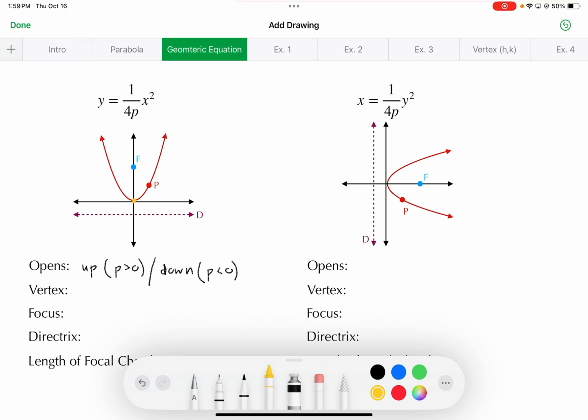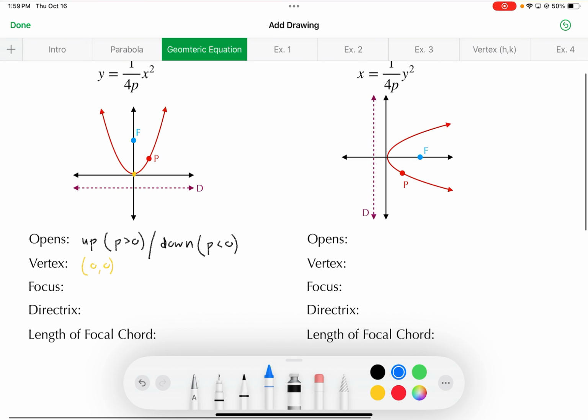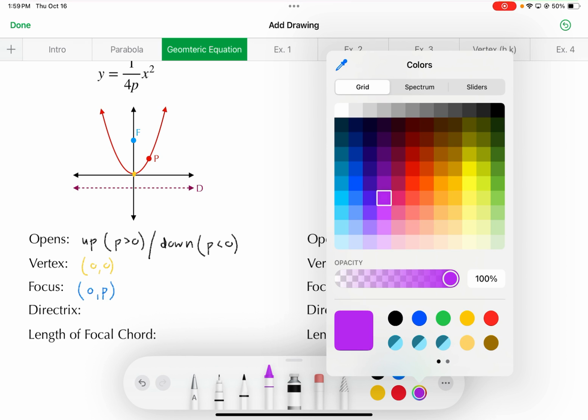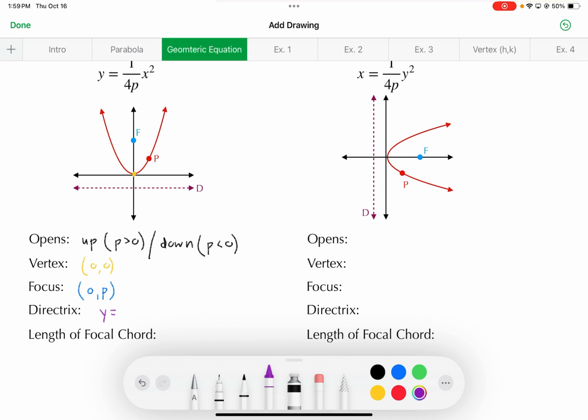All right, your vertex is just going to be the origin for now. Your focus, the point F in blue there, would be at (0, p). And that would make the directrix, that horizontal purple line there, y equals negative p.